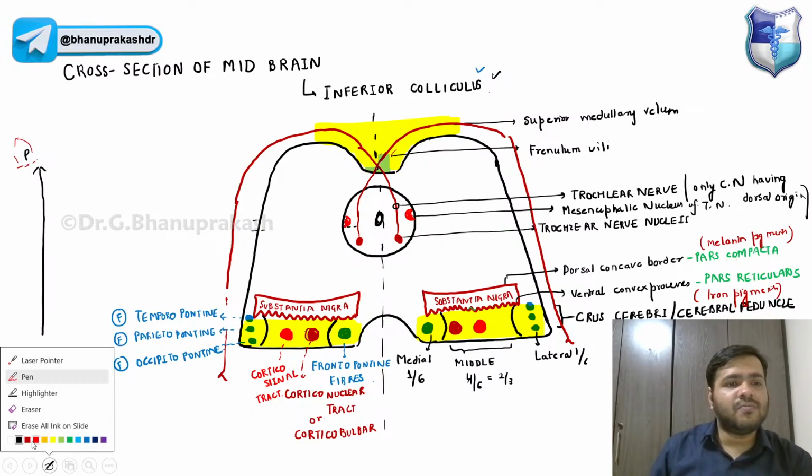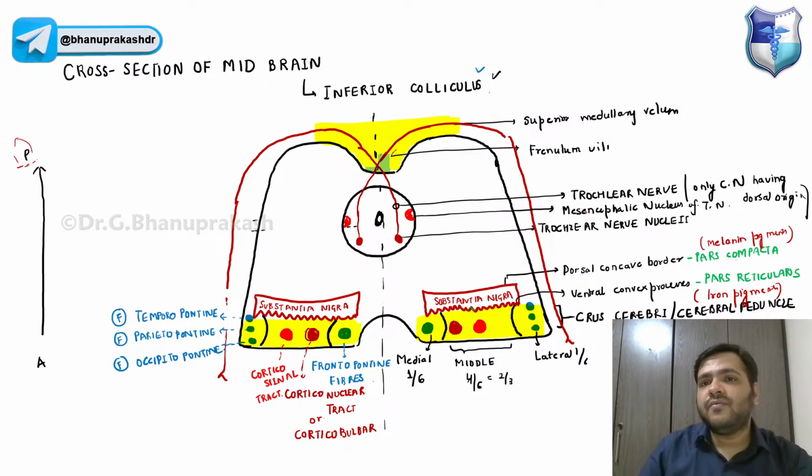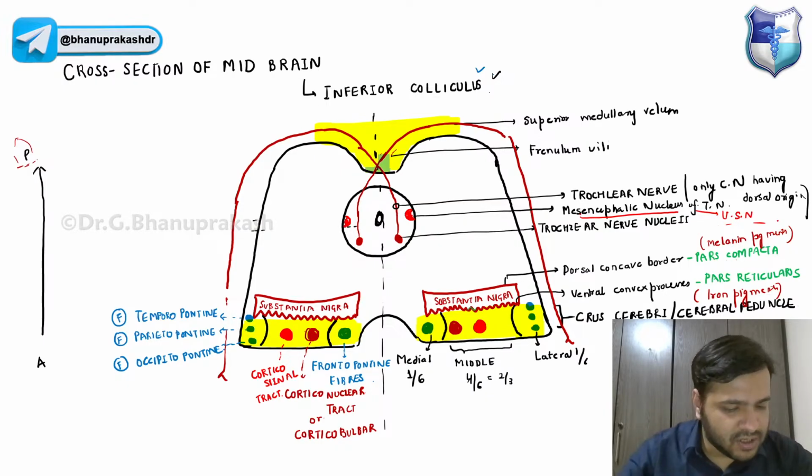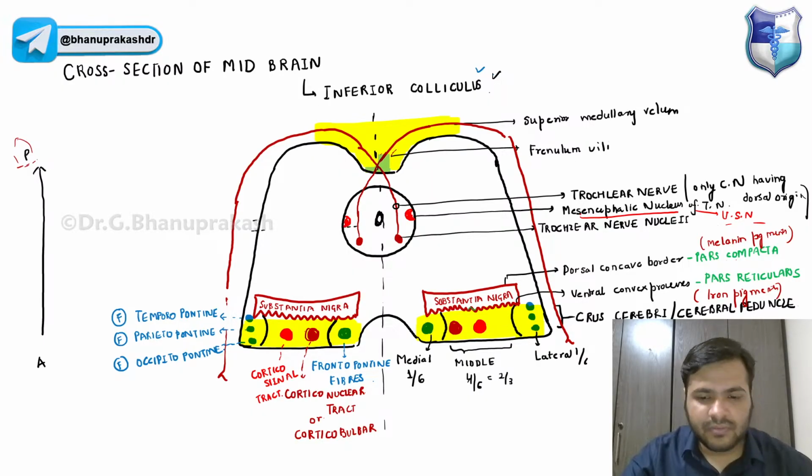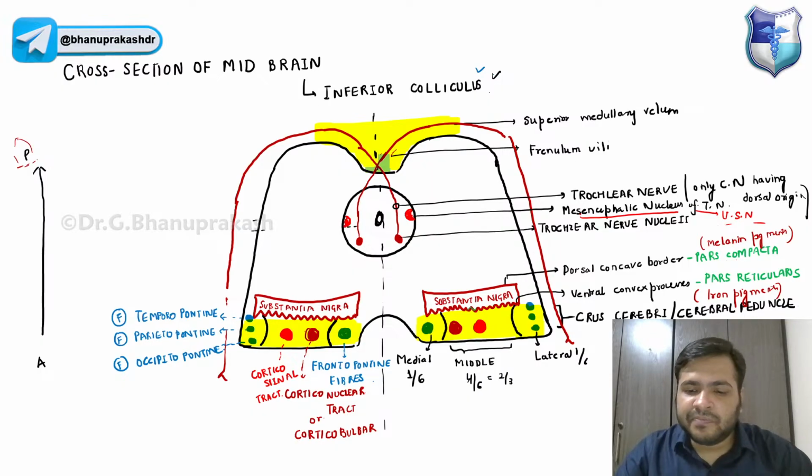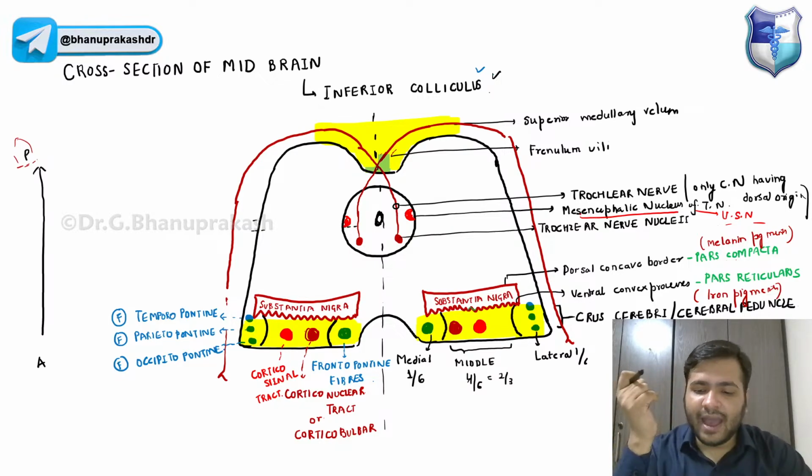Okay, if you just want to mention it, you can just mention that this mesencephalic nucleus basically contains unipolar sensory neurons. Please write it completely. It is unipolar sensory neurons, right? Now it actually receives various sensations which are coming from the head and neck, all the proprioceptive sensations which supply the muscles of the eyeball, the extraocular muscles.